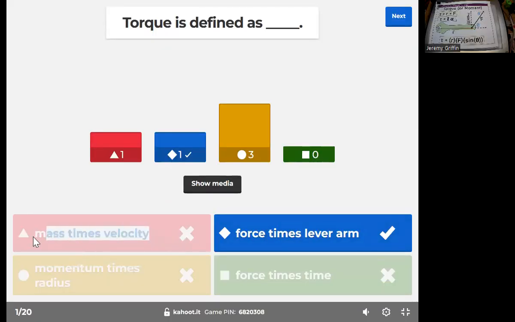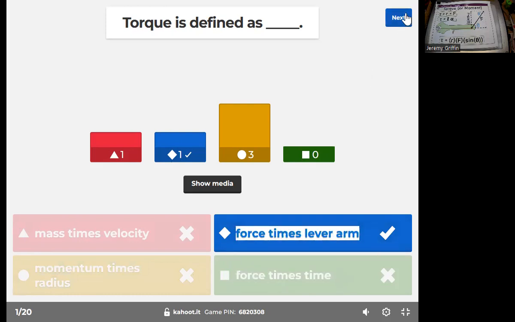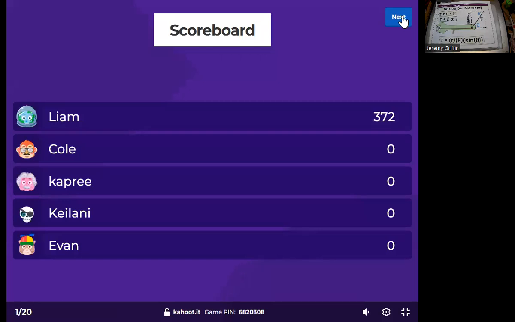Now somebody picked mass times velocity. Mass times velocity, what does that represent in physics? You guys just had a quiz last week on this. Momentum, right? If you said momentum times radius, that actually represents angular momentum for a point mass. Force times time could represent an impulse, like a change in momentum. But force times lever arm, that's your torque. Who got that? Liam.